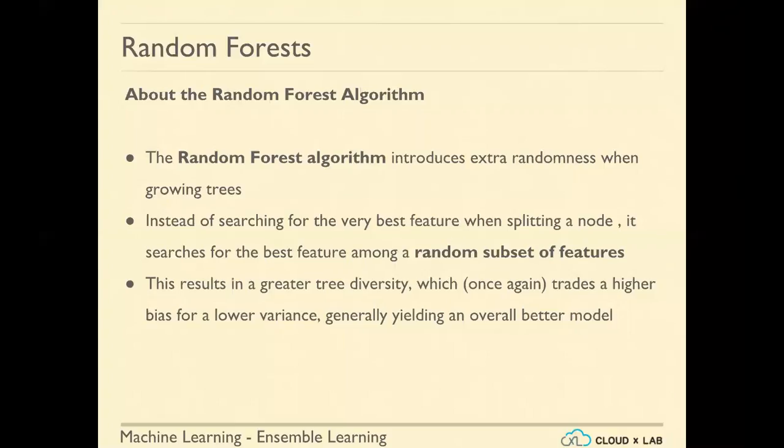This results in greater tree diversity, which once again trades a higher bias for lower variance, generally yielding an overall better model. Basically, the more diverse the results are, the better the outcome. When we have more diverse decision trees, one way is by picking random samples. The other way is by picking only a few features while computing where to split the node. In decision trees, you go over all the instances and all the features. Then for each feature, you compute where to split it and what the Gini score will be, and compare the Gini indexes of all the splits for all the features.